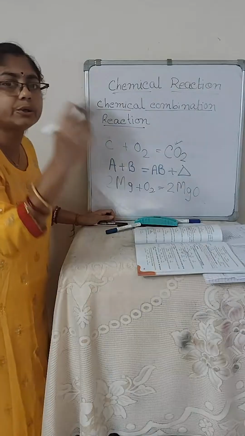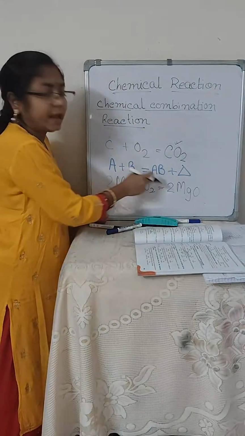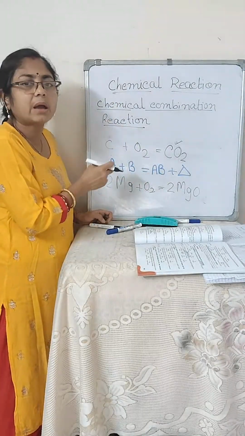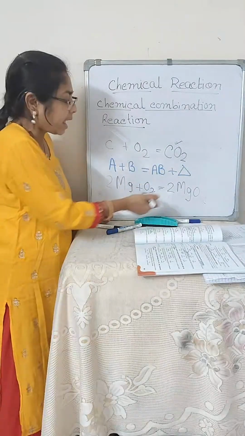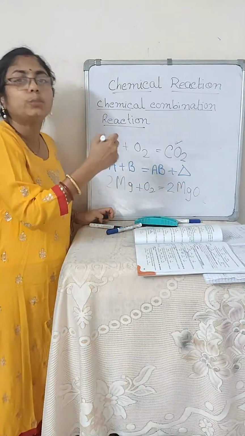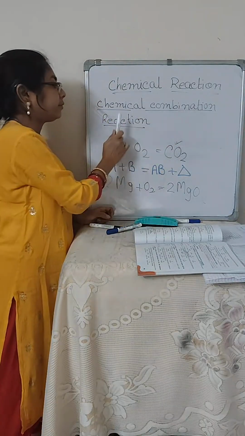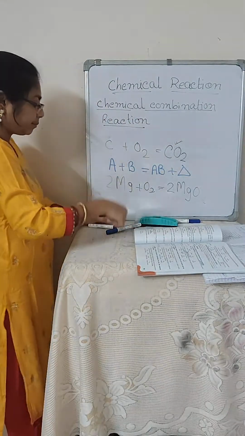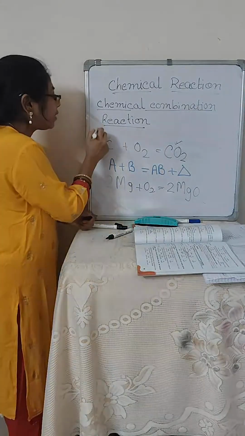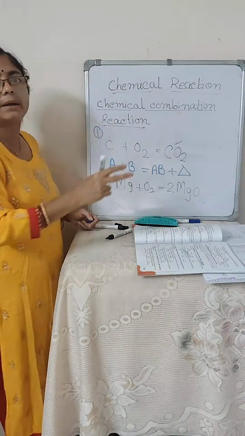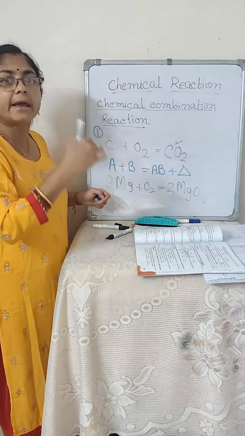Here two elements participate. One is magnesium and one is oxygen, and magnesium oxide, a new product, is formed here. So it is a chemical combination reaction. It is chemical combination reaction number 1 where two elements participate. I give another example also.